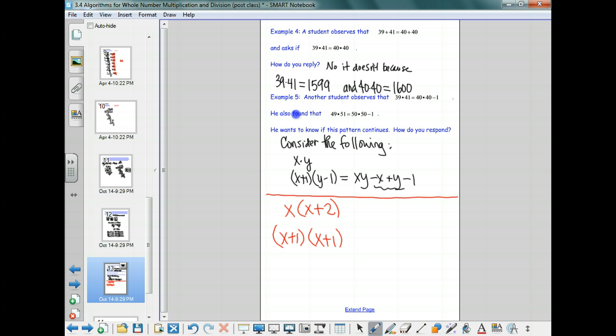X plus 1. And let's multiply that out. So what happens when I multiply x plus 1 times x plus 1? What I was trying to do up here before. X squared plus 2x plus 1. Let's multiply this one out here, okay? When we actually multiply the number out, what happens when I multiply x times x plus 2?